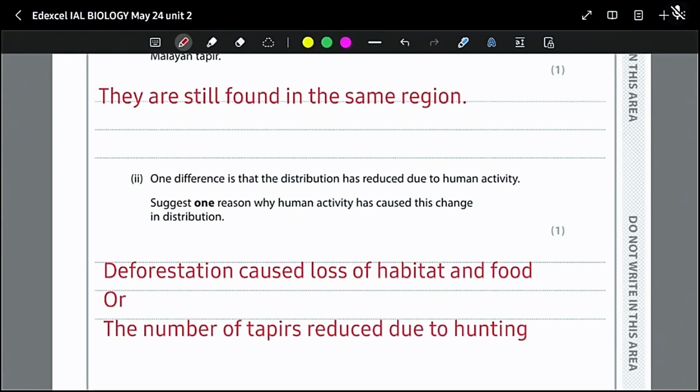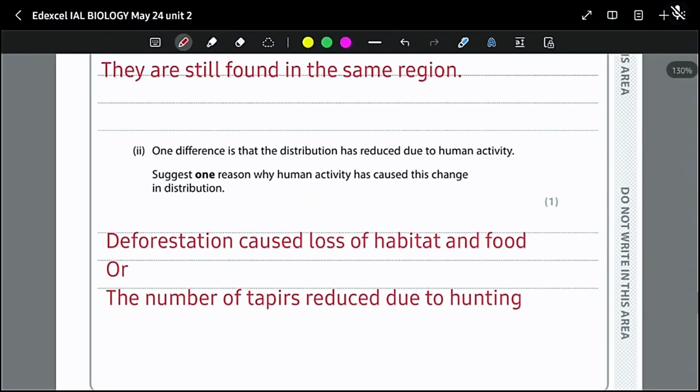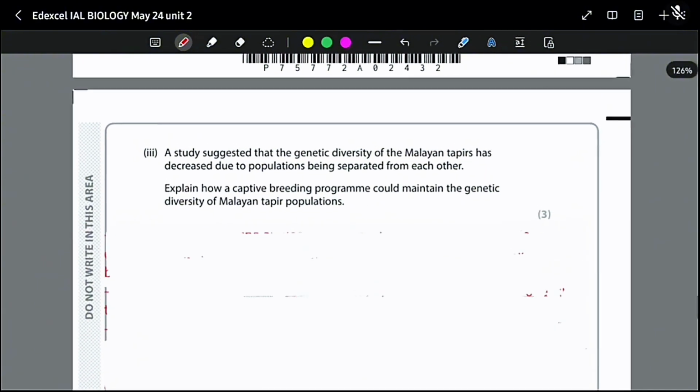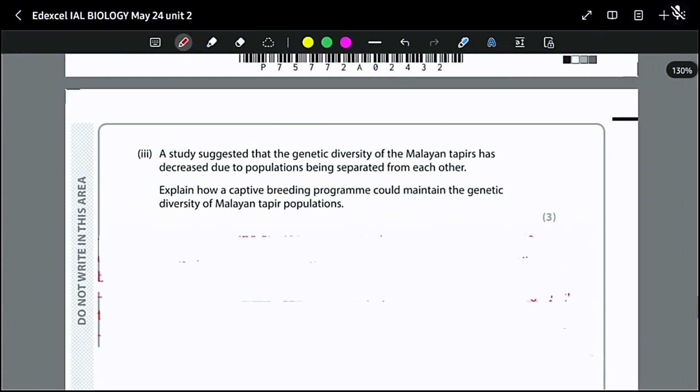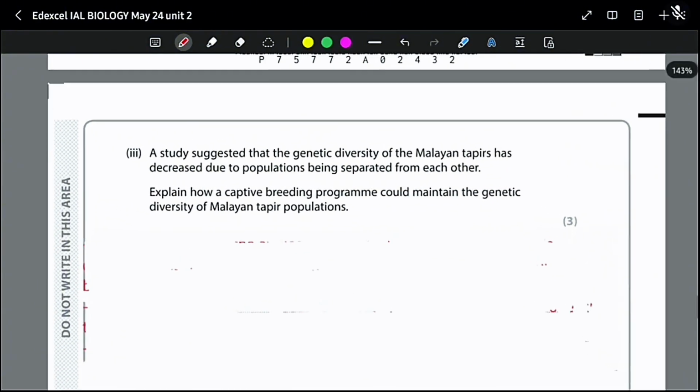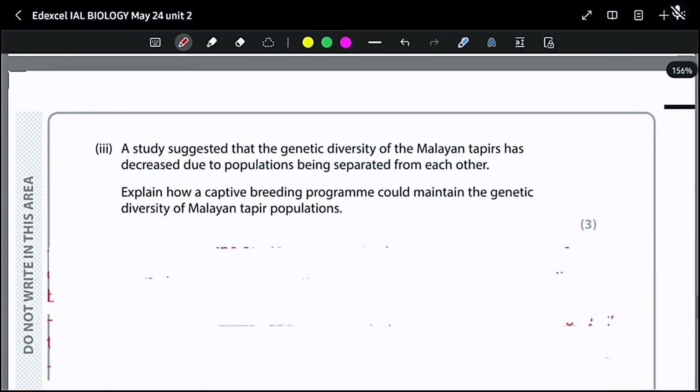Next question. A study suggested that the genetic diversity of the Malayan tapir has decreased due to populations being separated from each other. Explain how a captive breeding program could help maintain the genetic diversity of Malayan tapir populations.